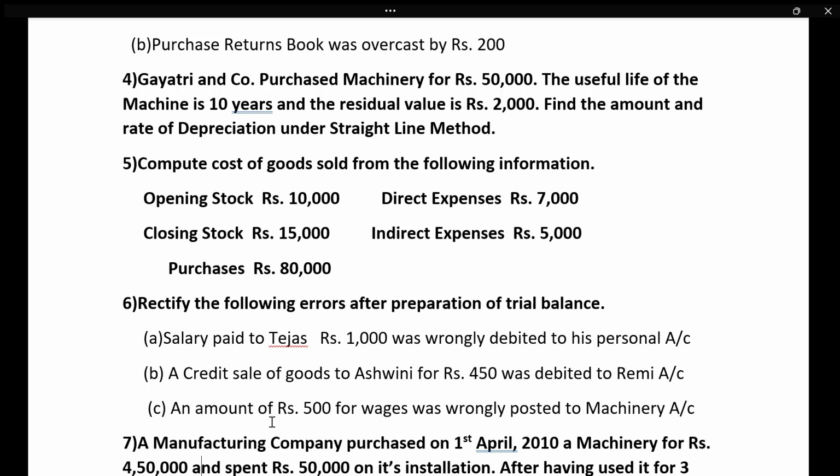Credit sale of goods to Aswini for rupees 450 was debited to Remy account. So instead of Aswin, they have debited Remy. So Ashwin account debit to Remy account you write. And here the normal wages paid was wrongly posted to machinery account. So machinery account you have to cancel. So wages account debit to machinery account.